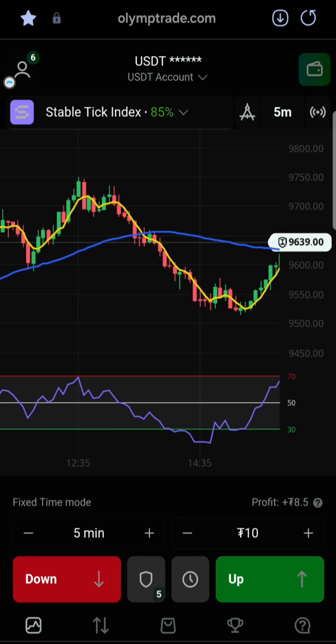Also, you want to take note of the RSI on the bottom. The RSI must indicate that the market is falling downward. With these two things in mind, you are good and ready to go. So let's go and take a trade on the live market.